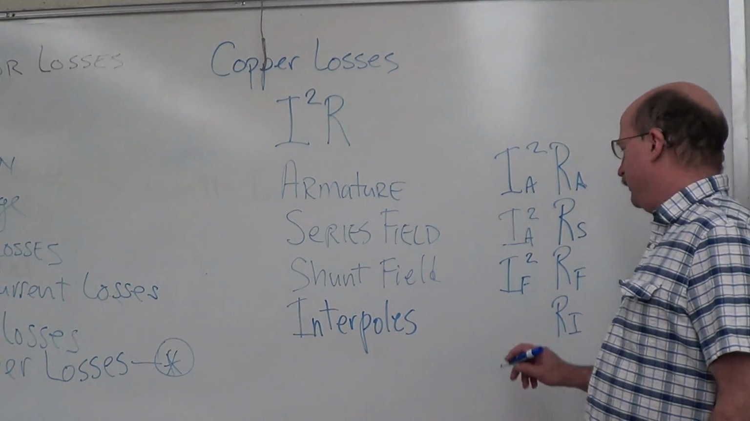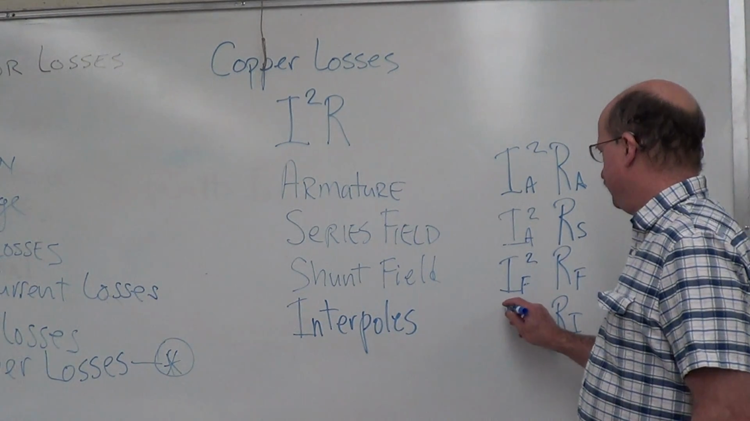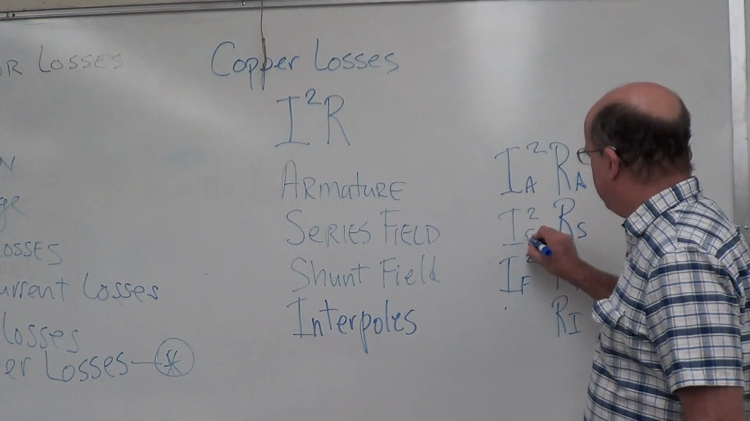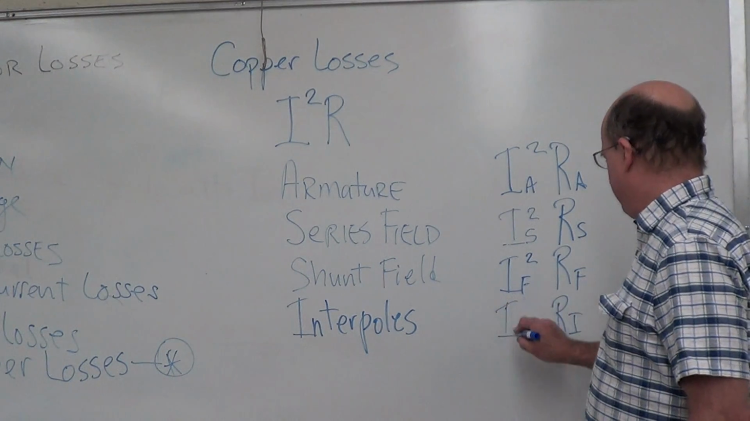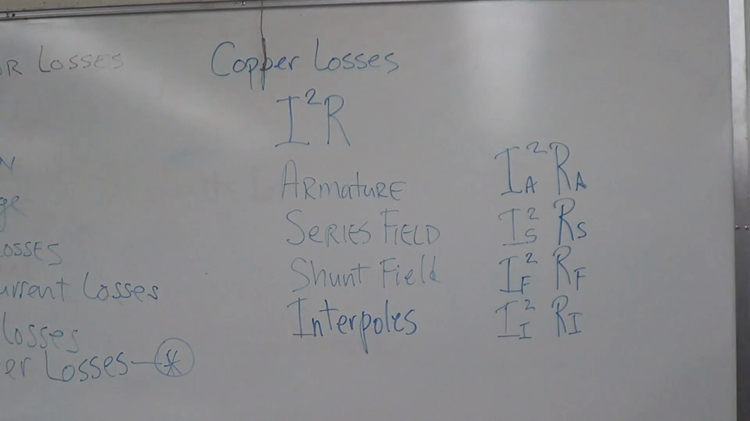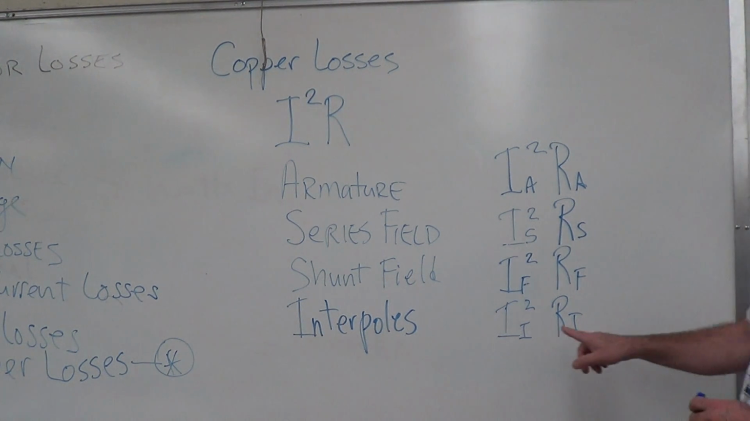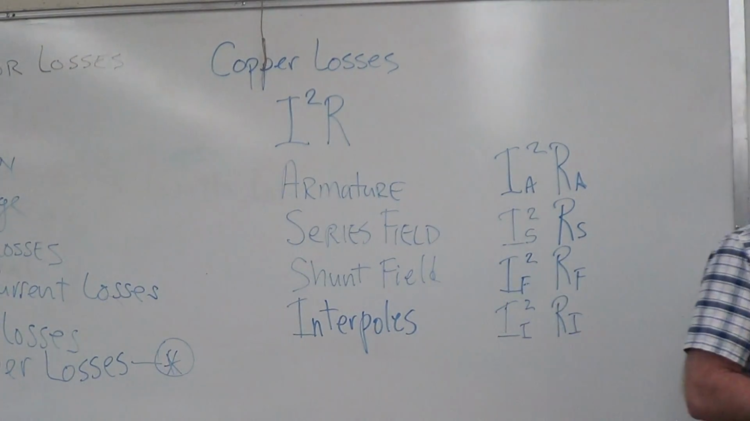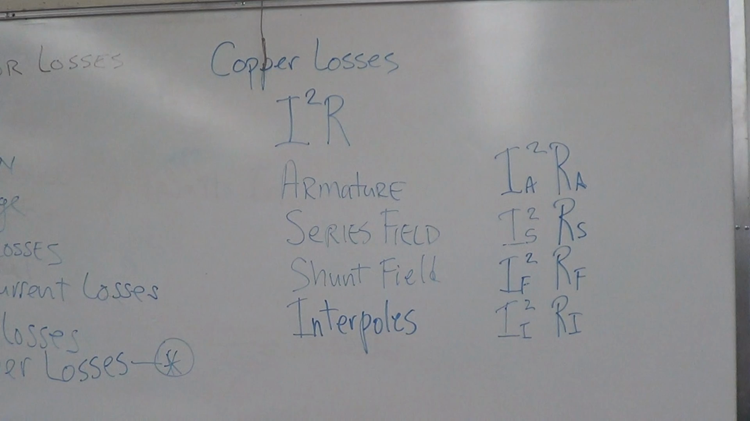And on your interpoles, I'm going to change both of these back over to IS squared and interpole squared. You're just talking about the current that goes to that device. The current through the series and the interpoles may or may not be exactly the same as the current going through the armature, depending on how you have it connected up.